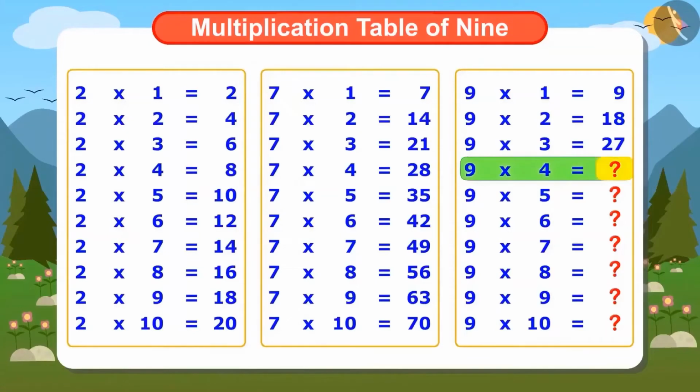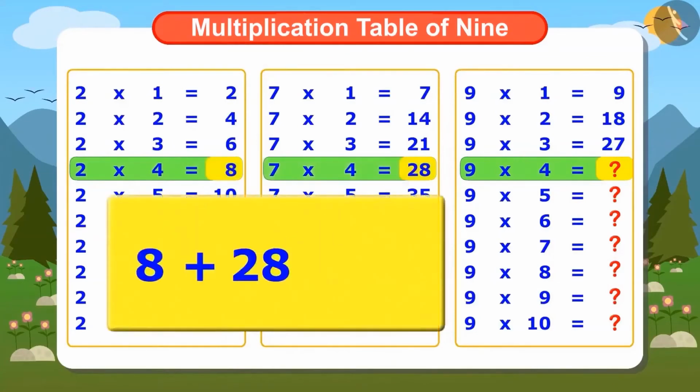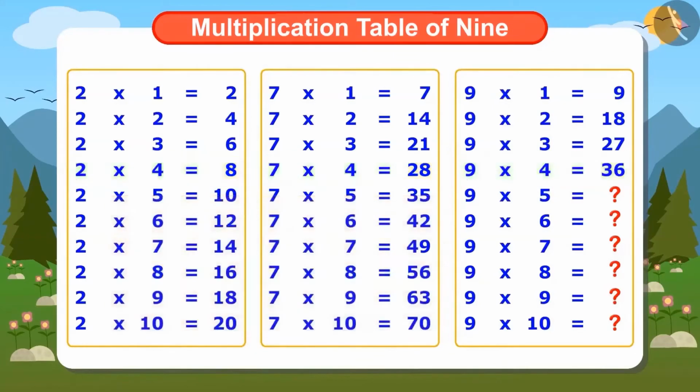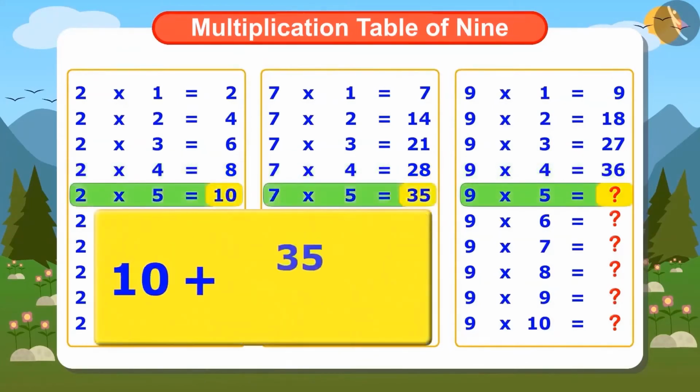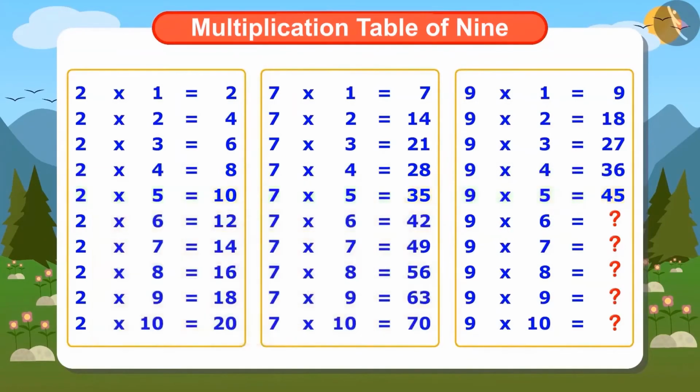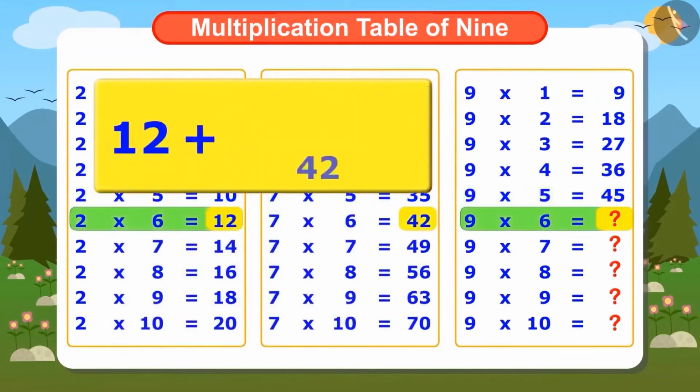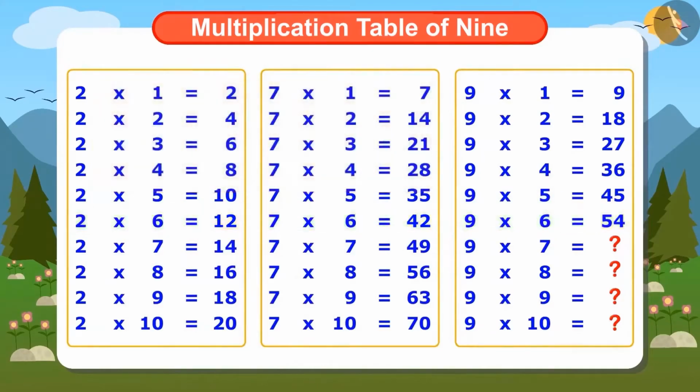Now to find out 4 times 9, I add the 4th numbers of both the tables: 8 and 28, the answer is 36. Similarly, to know the next number, add 10 and 35, the answer is 45. And to find the next number, we add 12 and 42. The answer came as 54.